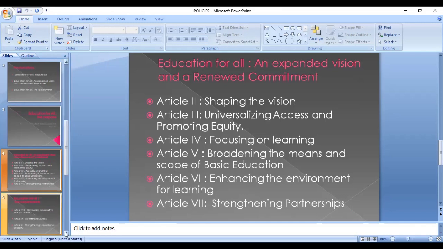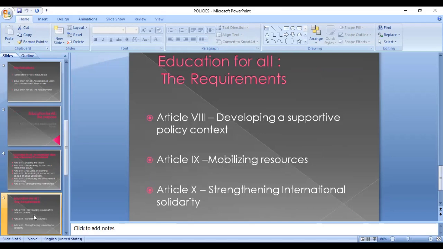You understand what the commitment and vision are, no? Next one is Education for All, and this is the requirements. What are the different requirements? What do we need in order to bring in education for all? First, what is the purpose? Why do we have Education for All? That is shown by Article 1. From Article 2 to 7, we have the vision and the commitment of Education for All. And this third one is the requirements: what do we need in order to successfully bring in this Education for All policy? For that we have Article 8 to 10.